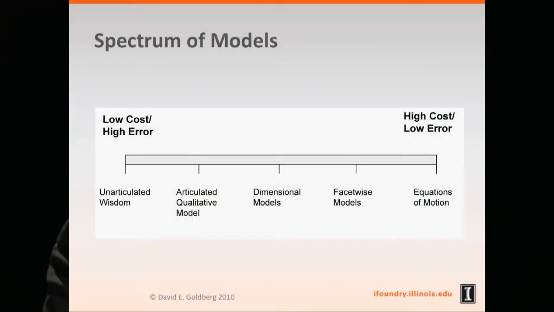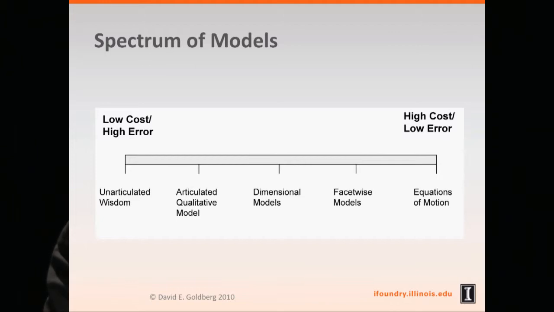When we stretch out that spectrum of models from the low-cost, high-error models to the high-cost, low-error models, we find some patterns in the kinds of models that live along that curve. At the left end, we have unarticulated wisdom, or sometimes what's called tacit knowledge, or what in engineering we call engineering intuition. And on the right, we have equations of motion, like Newton's laws or Maxwell's equations, that give very definite predictions of how the system's going to behave.